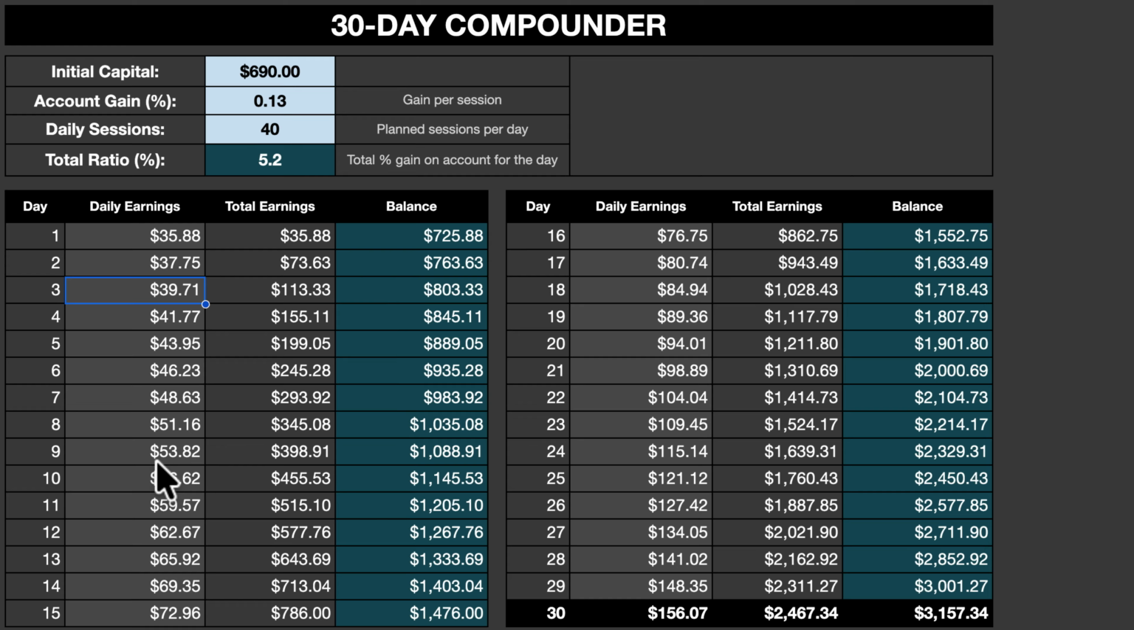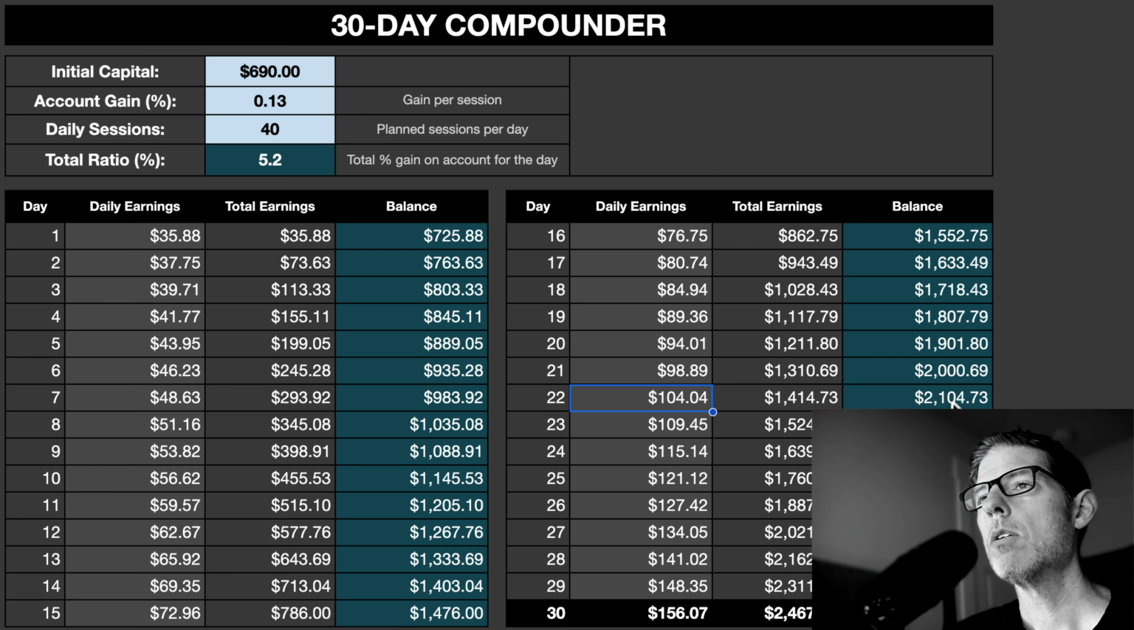And so you could probably expect somewhere around day 22, you're going to cross over that $100 a day mark. And by that time, you might be looking somewhere with your balance, somewhere around $2,100. Okay. So I think that's a fairly conservative route to go.